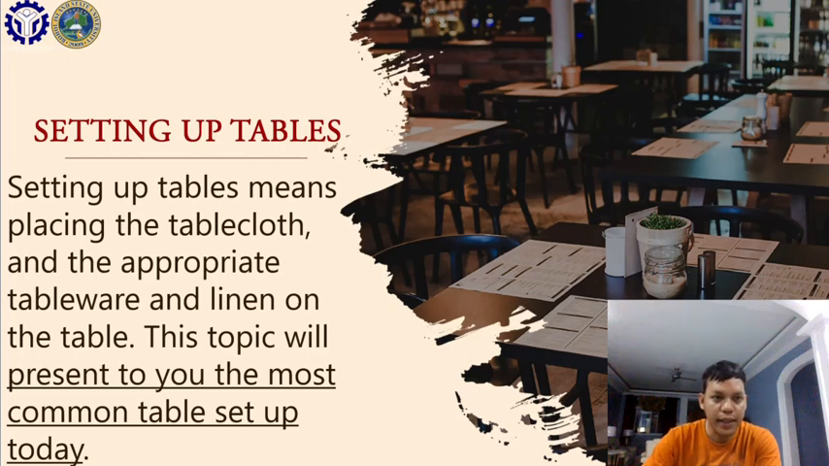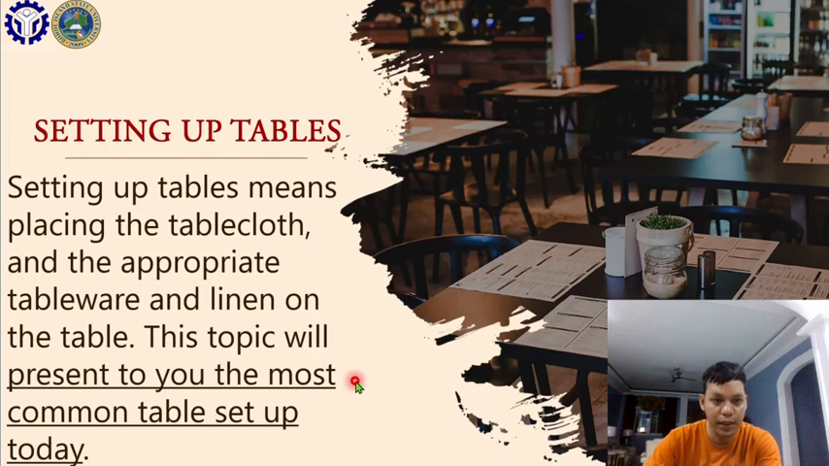Setting up tables means placing the tablecloth and the appropriate tableware and linen on the table. This topic will present to you the most common table setup today. We already discussed the placing of the tablecloth and also the tableware, that is, our previous lecture about the glassware, flatwares, cutlery, and crockery. In topic number 7, we will discuss setting up tables.